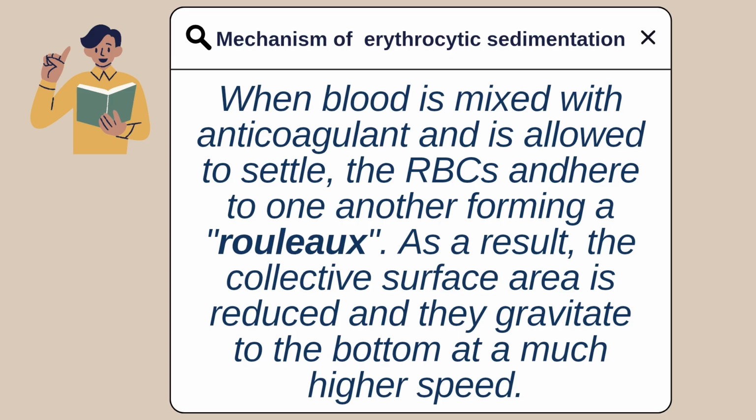Next you can add another point on the mechanism of erythrocytic sedimentation. When blood is mixed with anticoagulant and is allowed to settle, the RBCs adhere to one another forming rouleaux. As a result, the collective surface area is reduced and they gravitate to the bottom at a much higher speed. You can find the diagram of rouleaux in the book for reference.